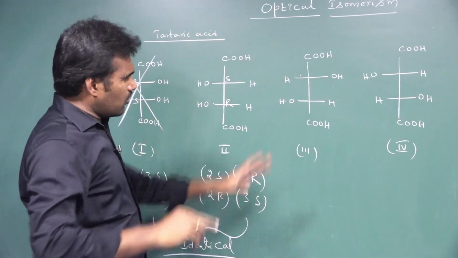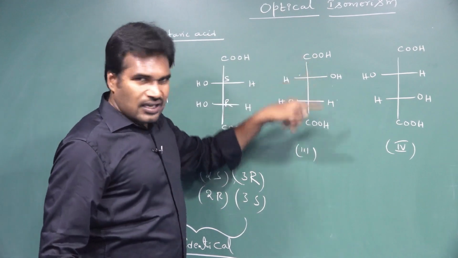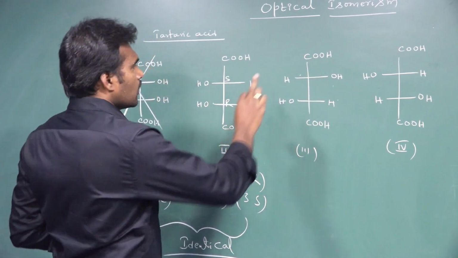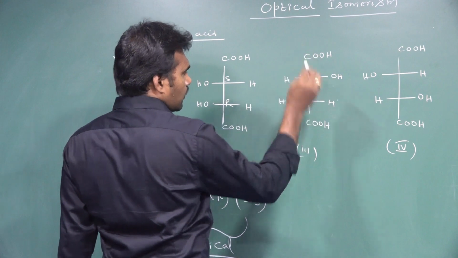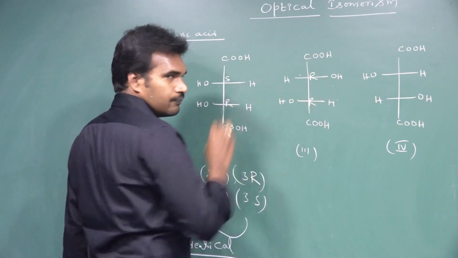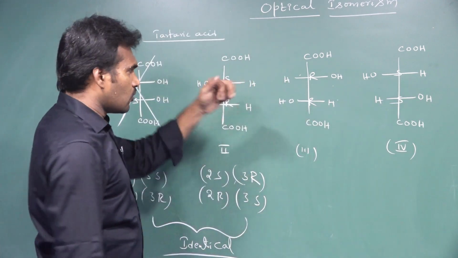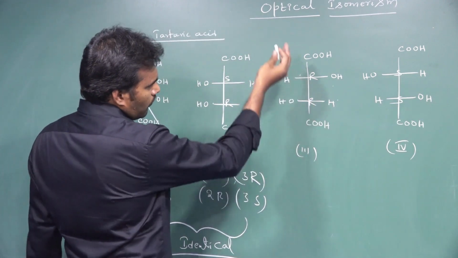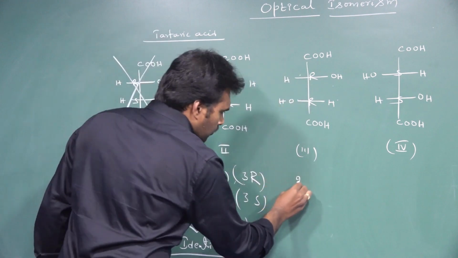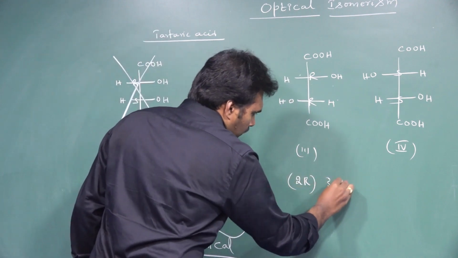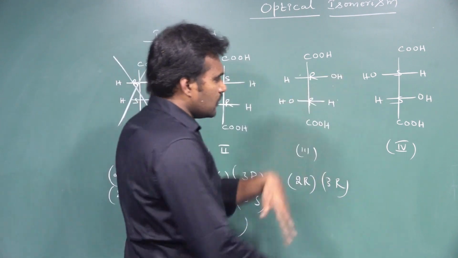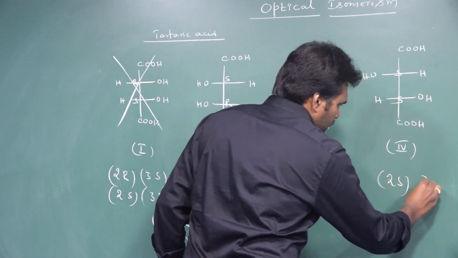By following the trick, I am directly giving the R and S. Okay, don't be confused. Here this is R, and this is R, and this is S, this is S. So what are the configurations? Even if you give from top to bottom or bottom to top, this is always 2R, 3R. Even this is 2S, 3S.